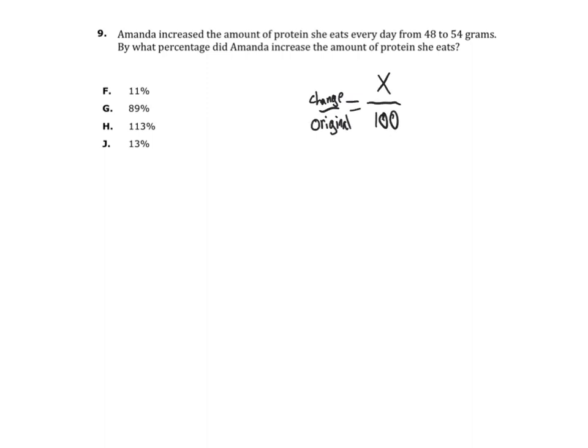So the change, we have to do big minus smaller. So step 1 is big minus small. So in this step, we get 54 minus 48. When we do this, we have to borrow. This is 14, this is 4. 14 minus 8 is 6. So the amount of change goes on top.